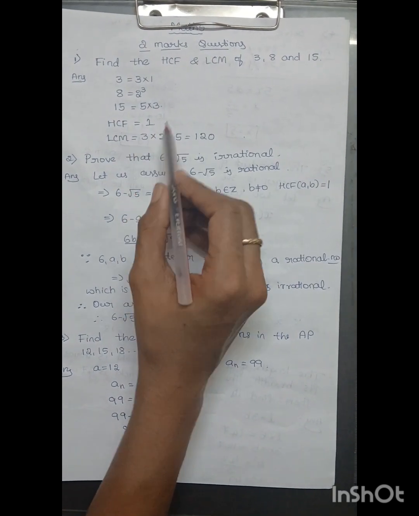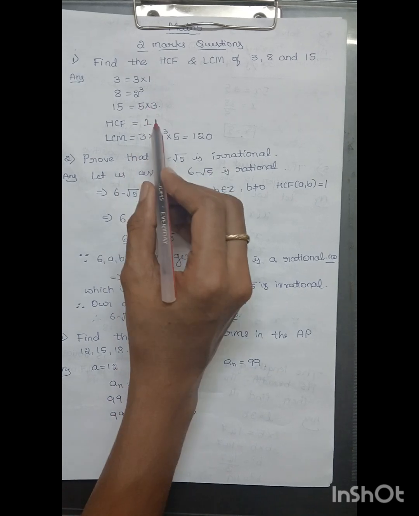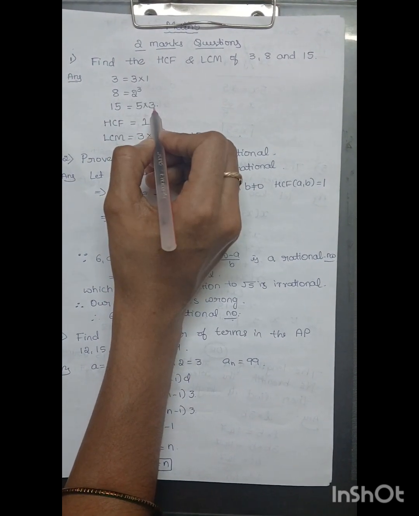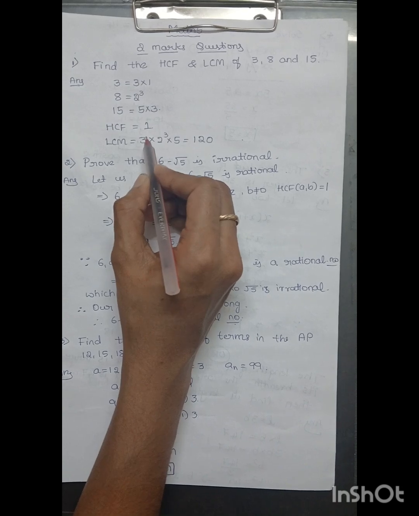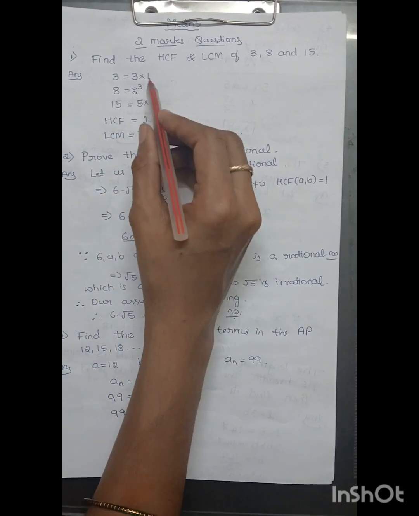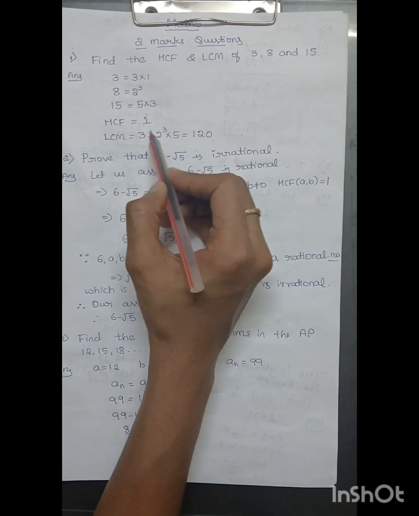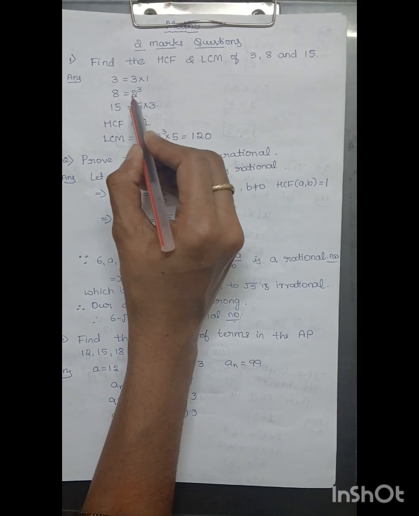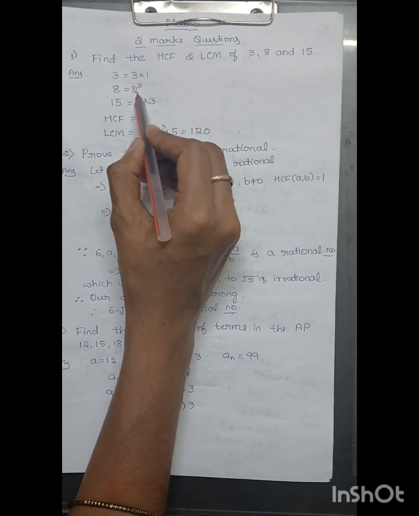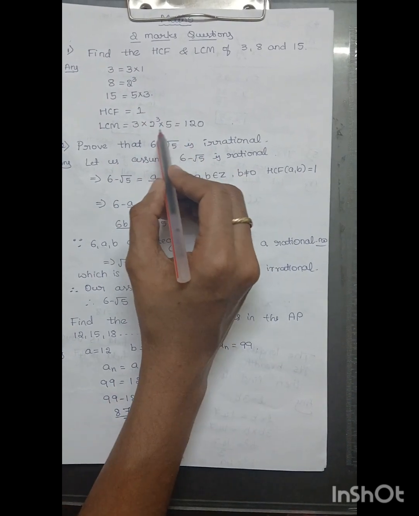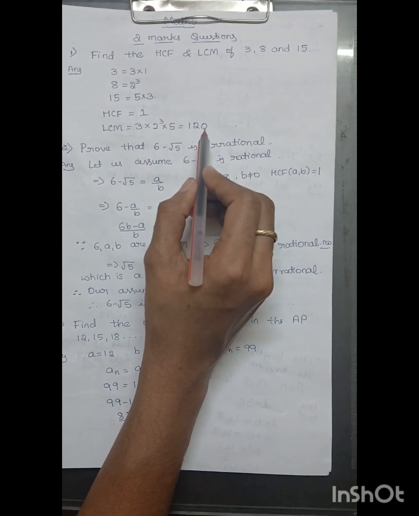And LCM is 3 into 2 power 3 into 5, because LCM means we have to take the highest power. Here common is 3, highest power is 1, and in these two, 2 highest power is 2 power 3, into 5 power 1. So after multiplication we will get 120.